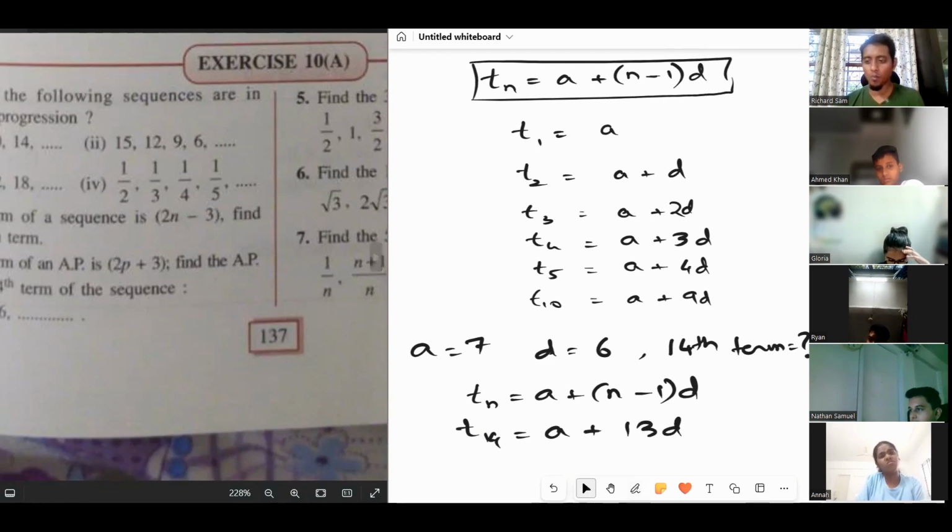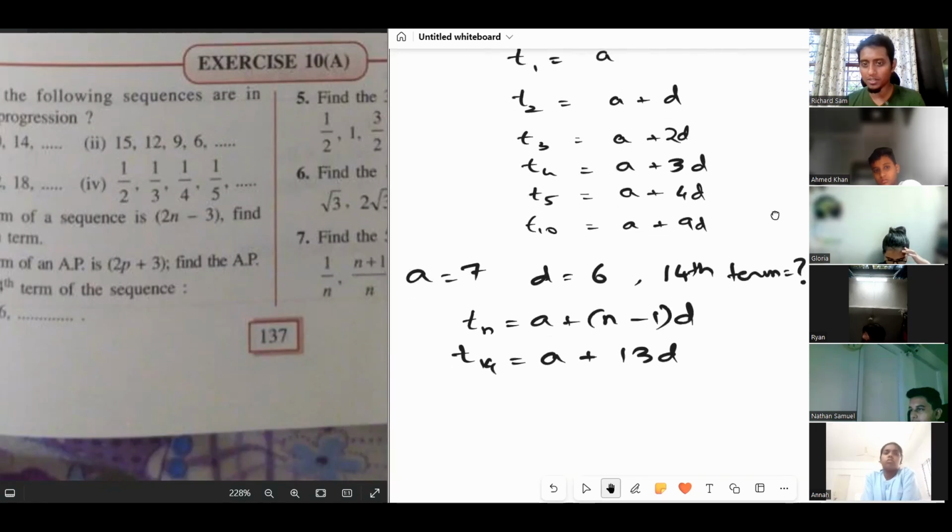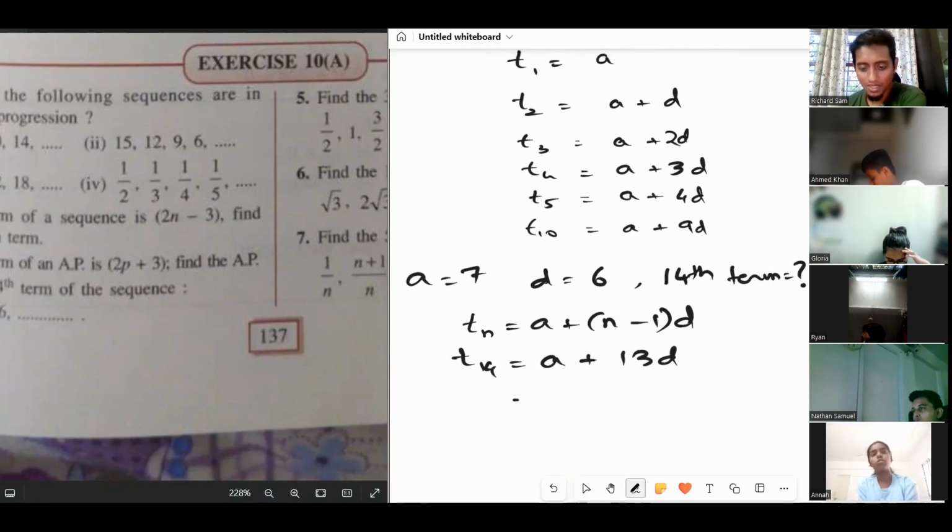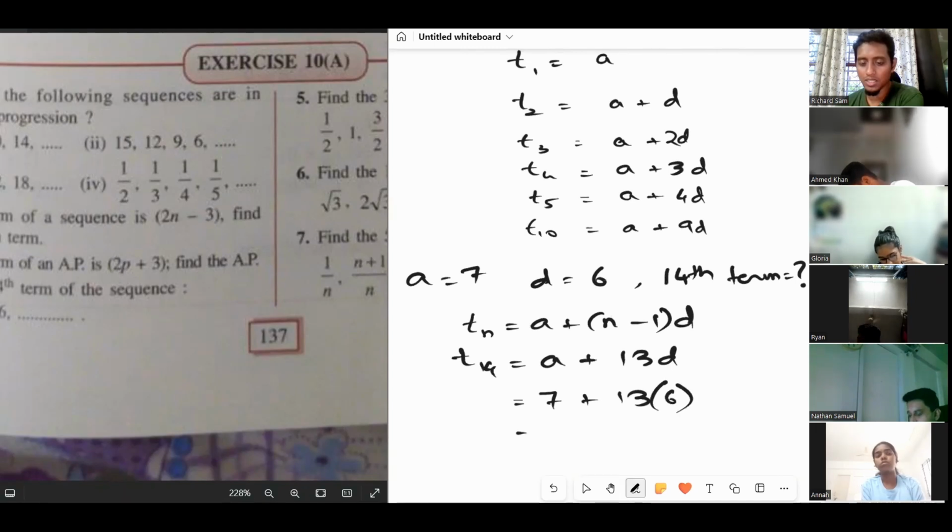I got 120. 120. Okay. So what is A here? 7 plus 13 into 6. Okay, so 13 into 6, what is 13 into 6? 78. So 7 plus 78 is 85. Correct? Who all got 85?